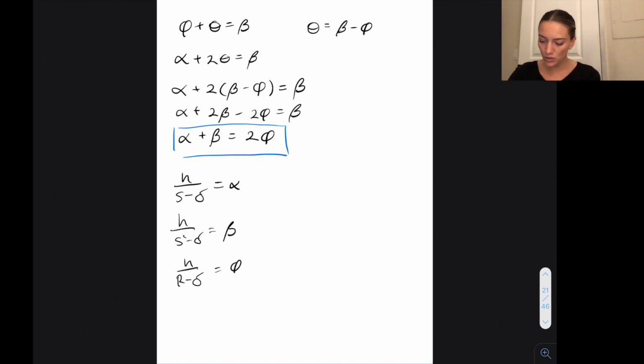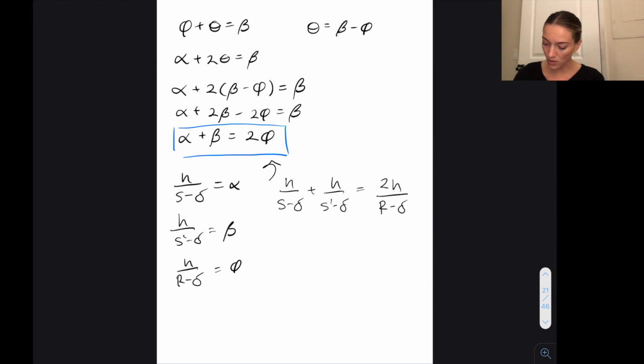Now I want to replace, in the equation that I had here, this relationship between the angles, so I'm going to plug all of these things in. For alpha, I'm going to have H over S minus delta. For beta, I'm going to have H over S prime minus delta. And then I'm going to have 2 phi, which was H over R minus delta.